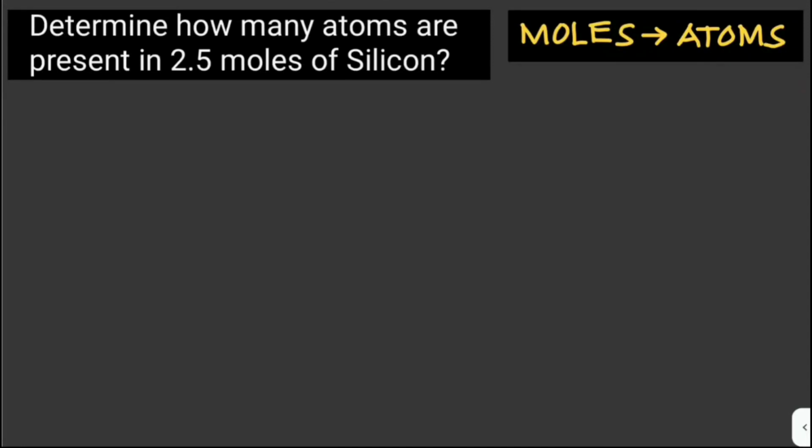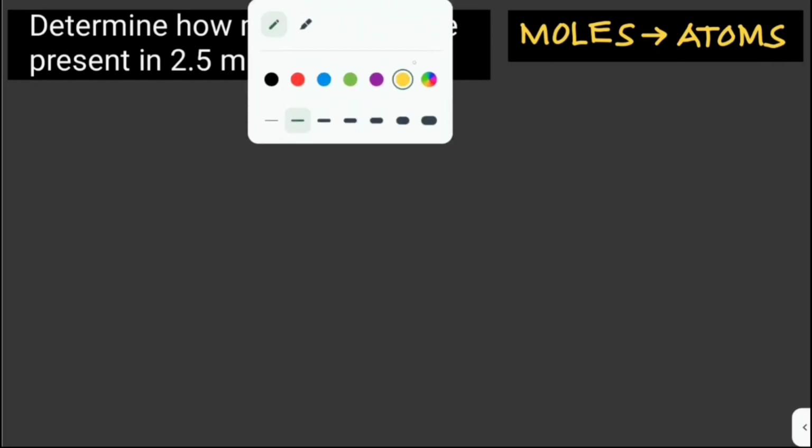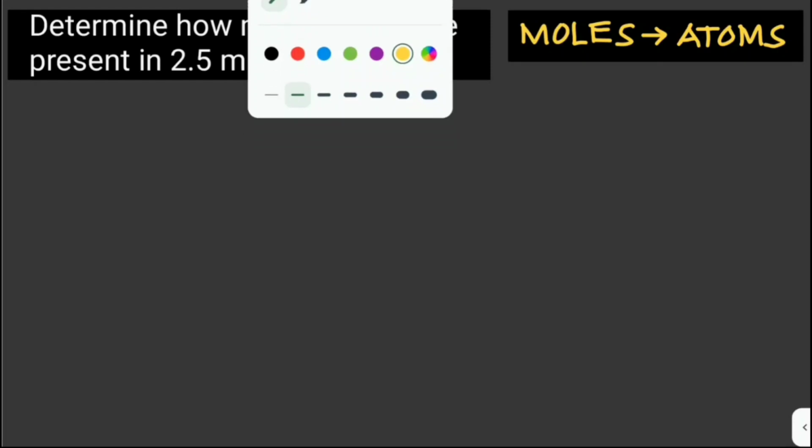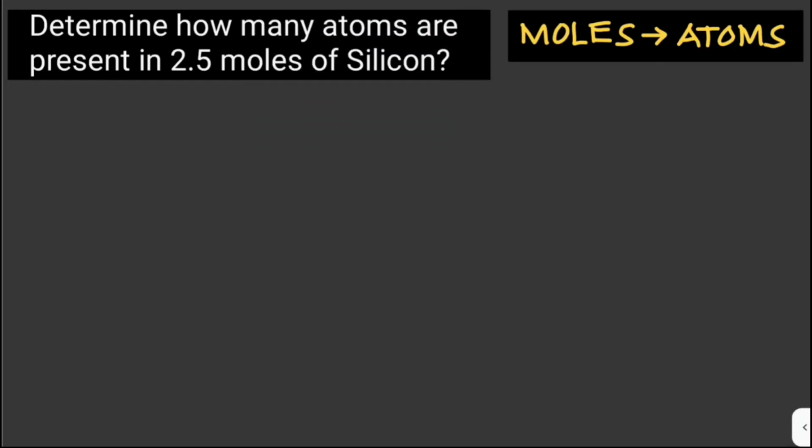Solve some problems here in mole conversions. Determine how many atoms are present in 2.5 moles of silicon. So we're given here 2.5 moles of silicon, and then we need to convert this into atoms.